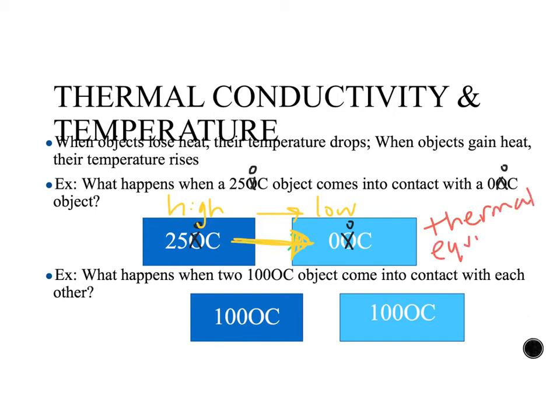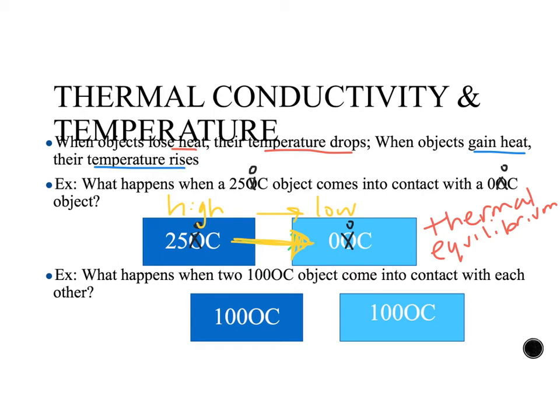So the 25 degree block is going to lose heat, so its temperature is going to go down, right? The 0 degrees Celsius block is going to gain heat, and therefore its temperature is going to rise. And there will be one point where they are going to reach the same temperature, and then it's going to stop. Okay, that thermal conductivity or heat flow is going to stop.